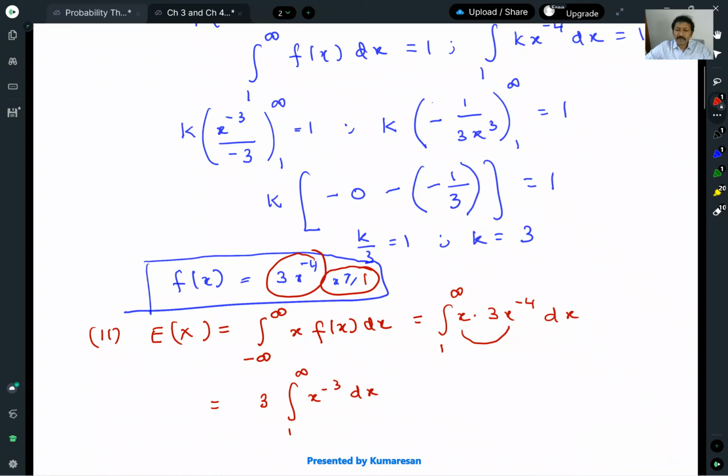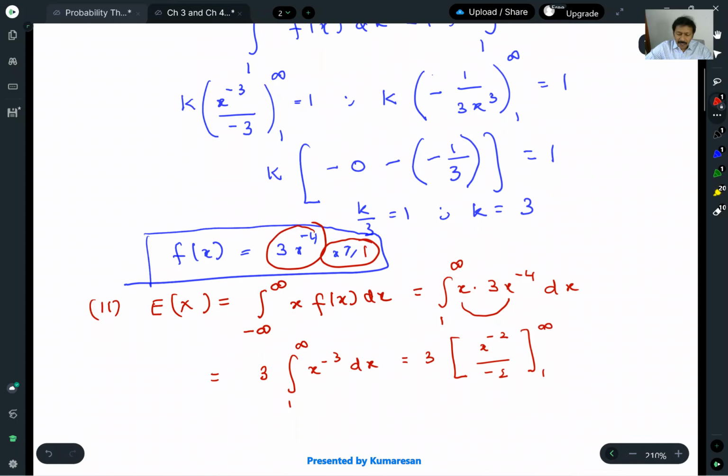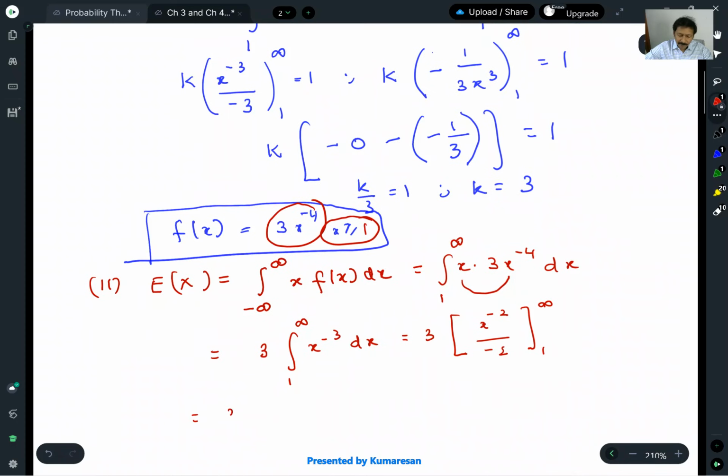So when you evaluate the value of this definite integral, that is the expected value E of x. So 3 times, when you integrate x to the power of minus 3, you get x to the power of minus 2 divided by minus 2, which can be rewritten in the next step as minus 1 divided by 2x squared between 1 and infinity.